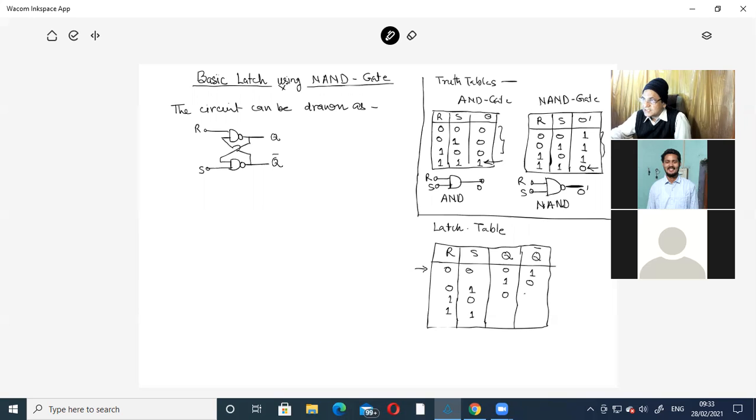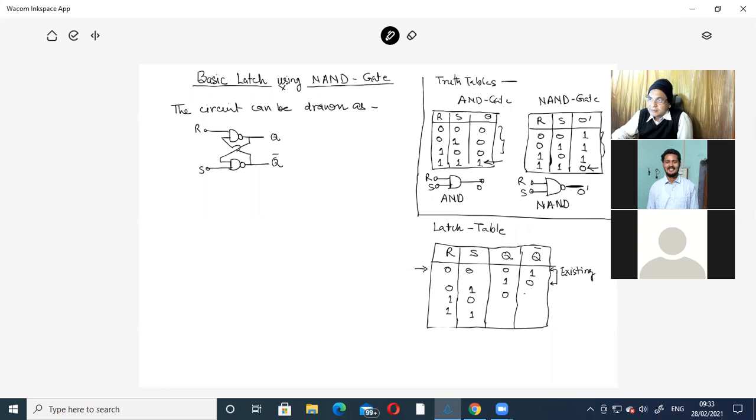Now for the latch table, this is R and this is S, and here are Q and Q bar. If R is 0 and S is 0, Q is 0 and Q bar is 1, or Q is 1 and Q bar is 0. With R 1 and S 0 as well. So these two are the existing states. And this is the circuit symbol of the latch.